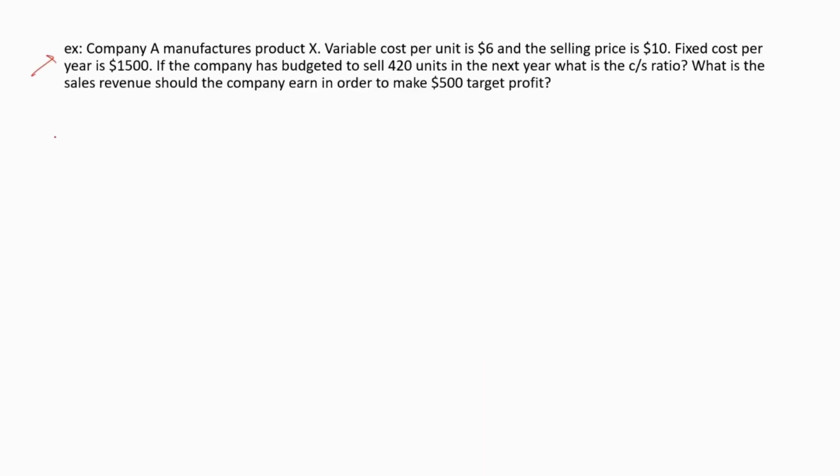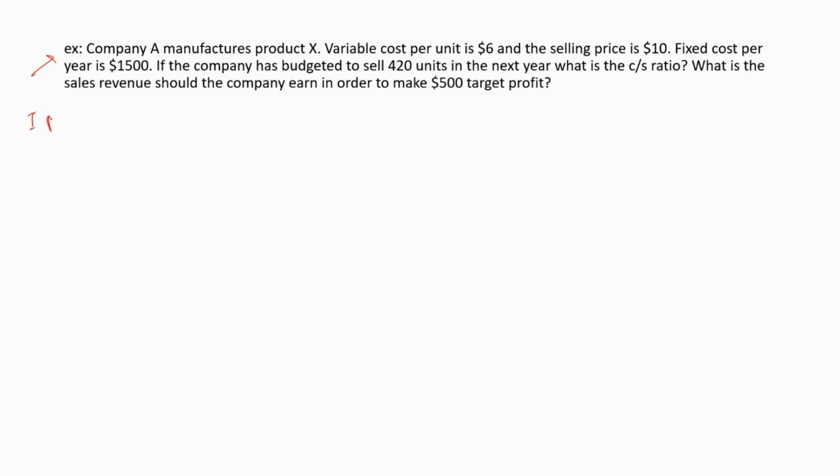Now let's do this example. This is the same example as before. Company A manufactures product X. Variable cost per unit is $6 and the selling price is $10. Fixed cost per year is $1,500. If the company has budgeted to sell 420 units in the next year, what is the CS ratio? What sales revenue should the company earn in order to make a $500 target profit?